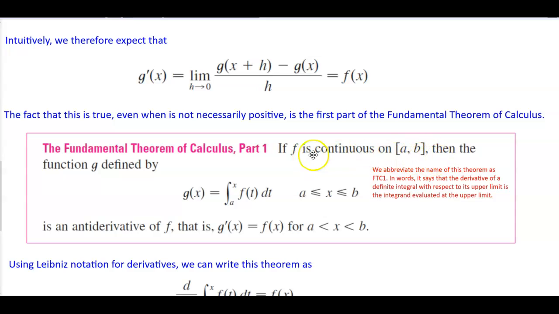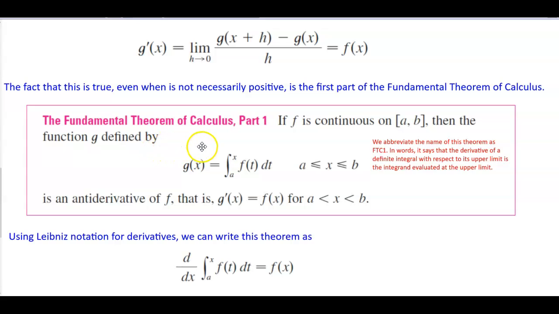So, the fundamental theorem of calculus part 1: if f is continuous on a closed interval from a to b, then the function g defined by g of x equals the integral of f of t dt going from a to x, where x is between a and b, is an antiderivative of f. That is, g prime of x is equal to f of x for x between a and b.